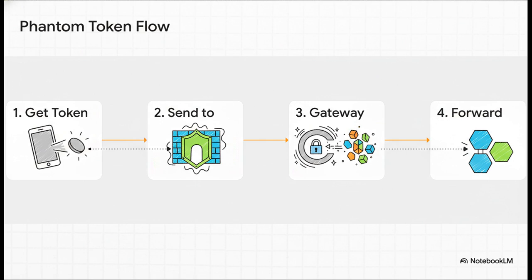Step 2, it sends that token up to a secure front door, what we call an API gateway. Step 3, and here's the magic. The gateway does a secret swap. It takes that simple token and exchanges it for the full, powerful JWT. And finally, step 4, that JWT is forwarded to all the internal services that actually need the data.